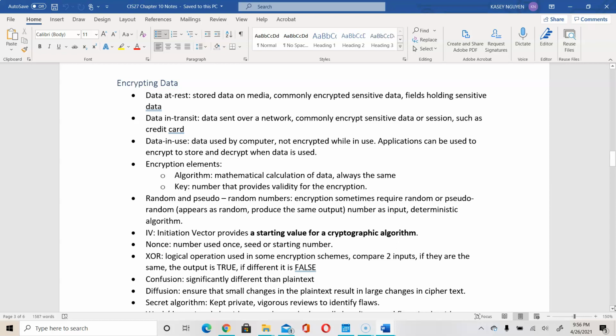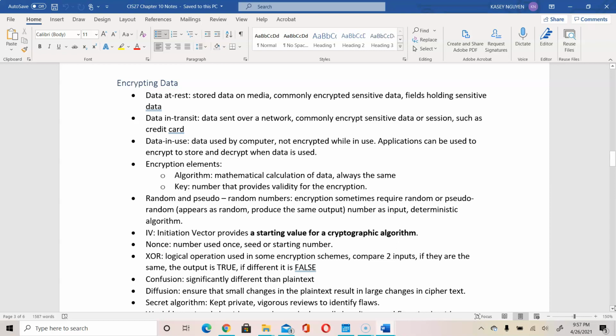Data in use, that will be data that's being accessed by the system, and usually data in use is not encrypted. When we're finished using it, when we then would archive it or store it, then we would consider encryption, because if you encrypt data in use, it would take a lot of resources, so therefore it does not make sense to really encrypt and decrypt that way. So applications can be used to encrypt that store once we store the data, and then decrypt when the data needs to be used again.